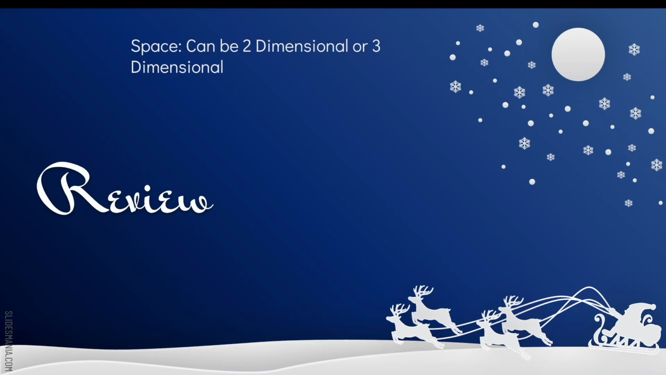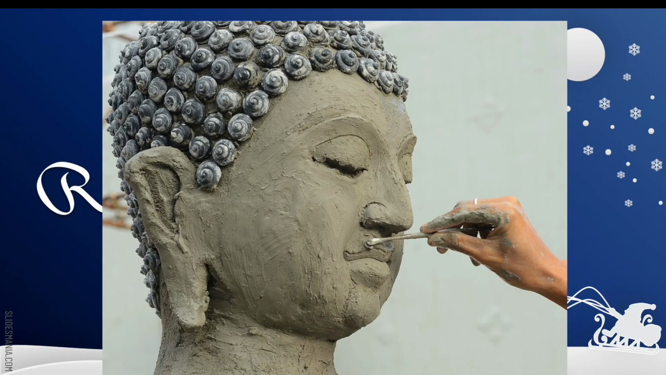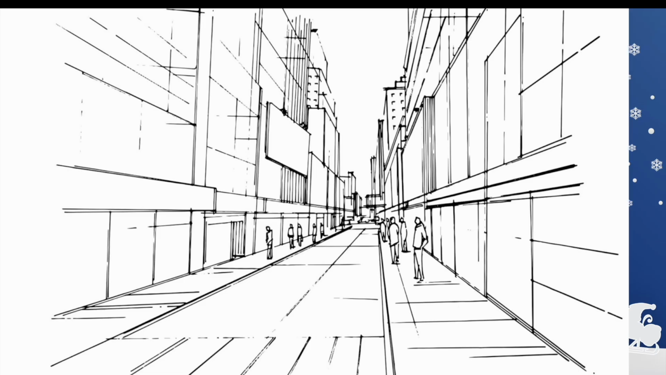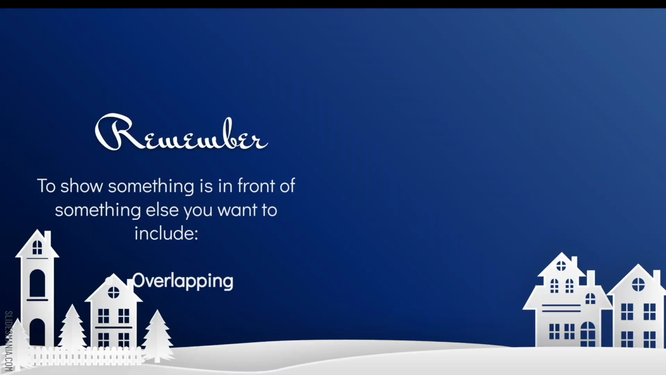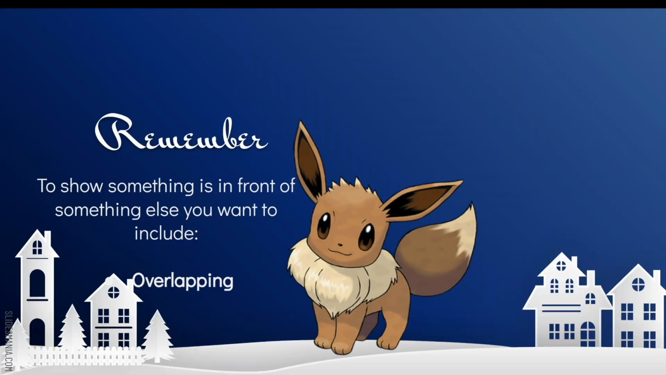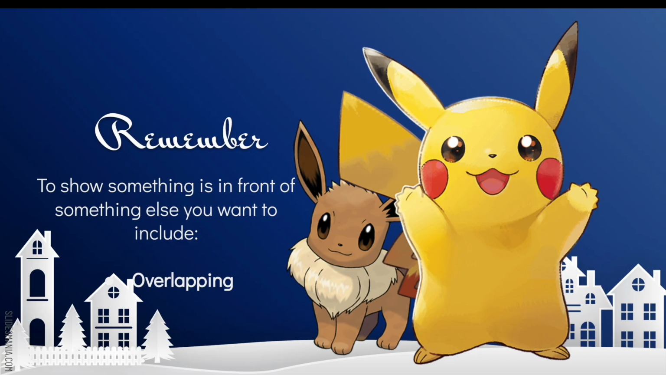Let's review. Our last element of art was space. Remember, it can be two-dimensional, which is what we'll be focusing on this time. In this example, is Pikachu or Eevee in front? How can you tell? This technique is called overlapping. Repeat after me, overlapping.